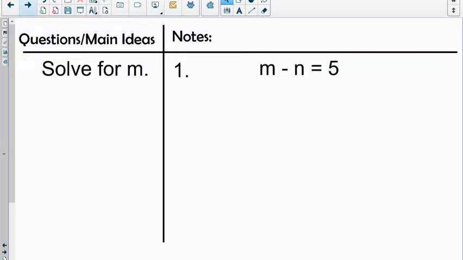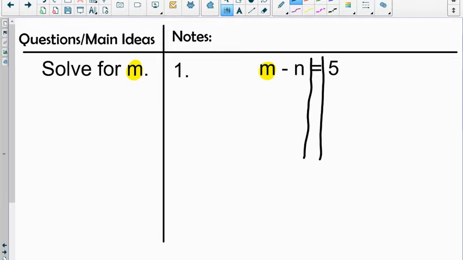Example number 1 says m minus n equals 5. Well, normally we just solve for whichever variable's there, but there's two variables. So we have to look in the instructions. It says solve for m. So our job is to try to get m by itself. So what we have to do is look at what else in the equation we have to move to the other side to get m by itself. And in this case, we have to move the letter n to the other side.